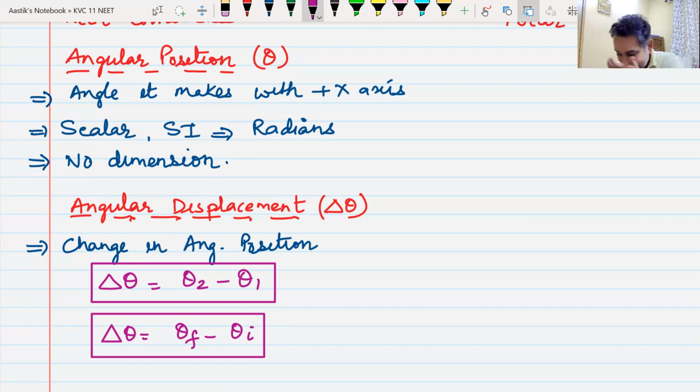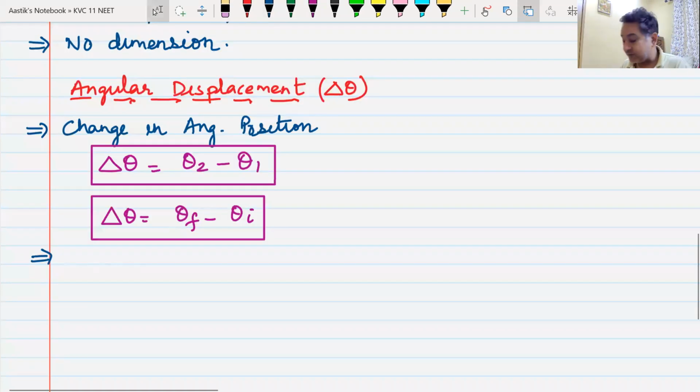Now, what type of quantity is angular displacement? Here you have to understand something which might be a bit different than what we have seen.